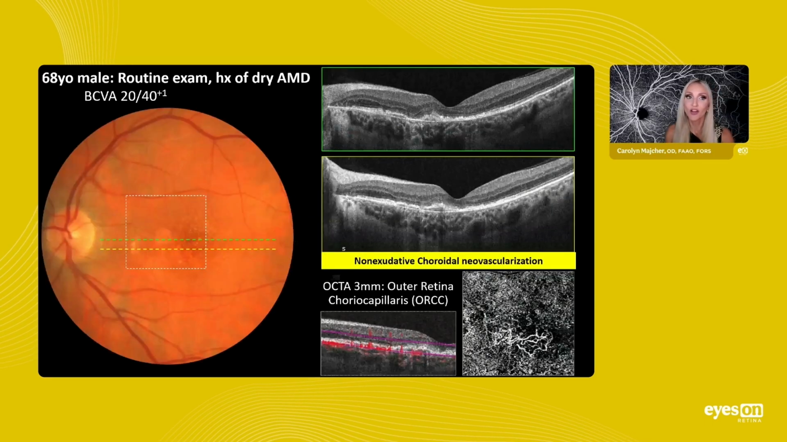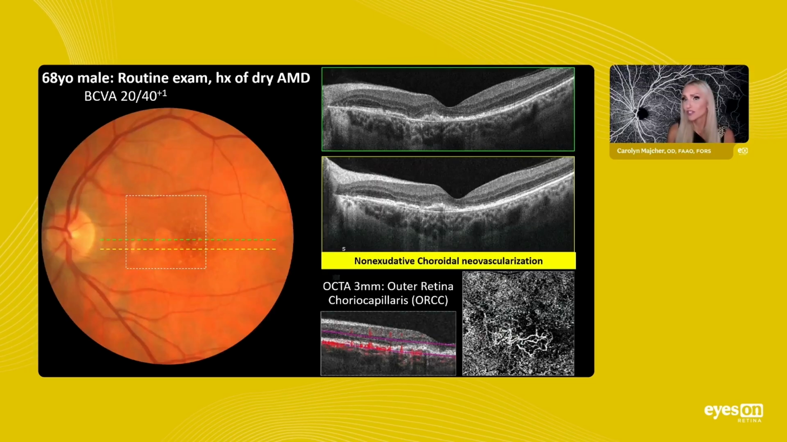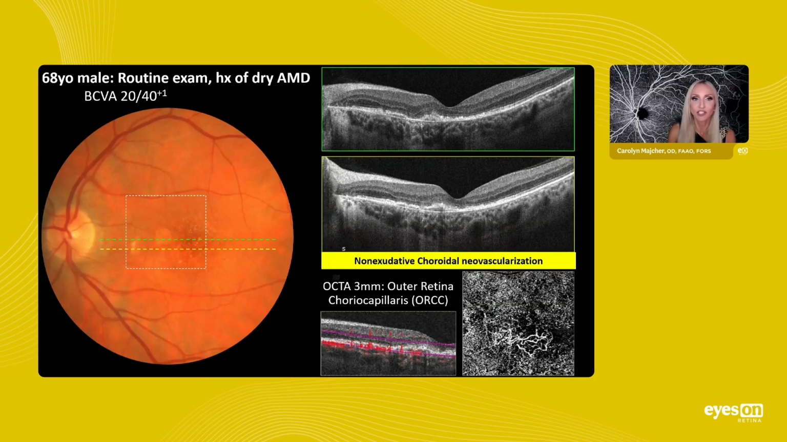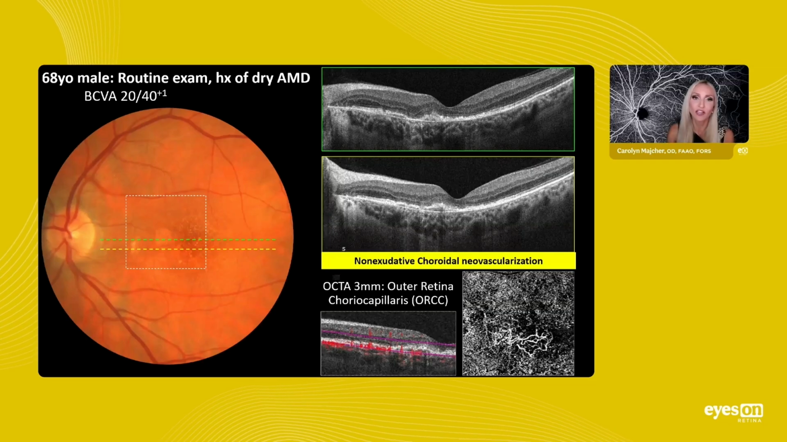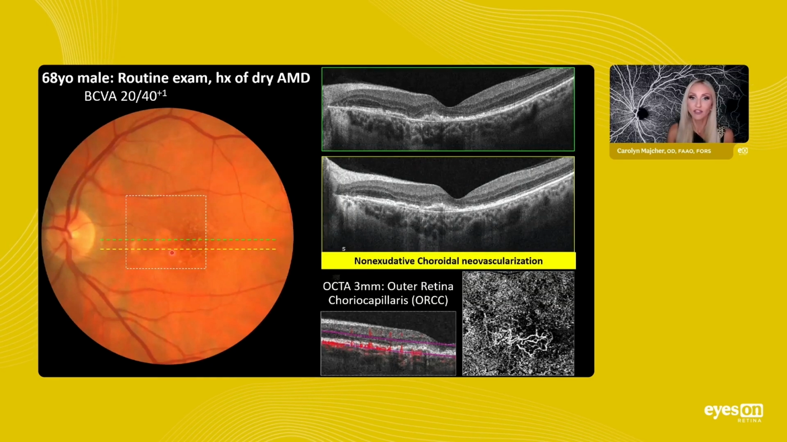Let's now move on to our next case, which is a 68-year-old male. He's coming in for a routine examination. He does have a history of dry macular degeneration with slightly reduced vision here in the left eye of 20/40. We can see on his clinical examination, he has some drusen and pigmentary abnormalities and non-central geographic atrophy.